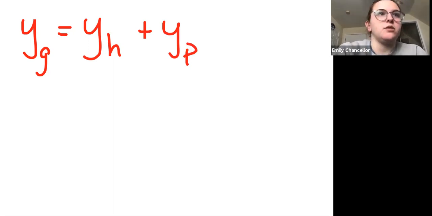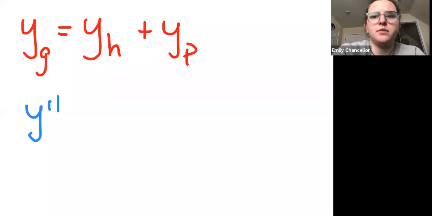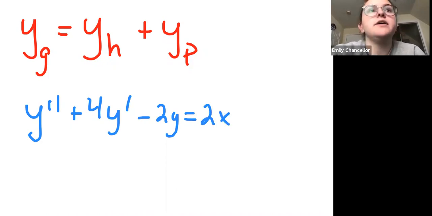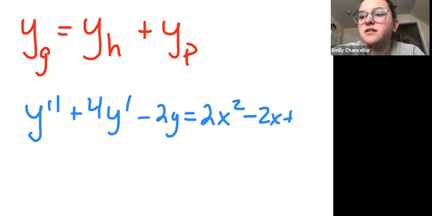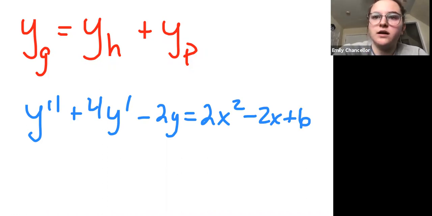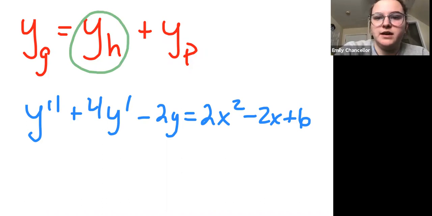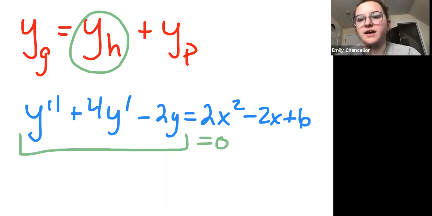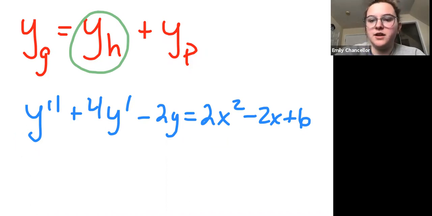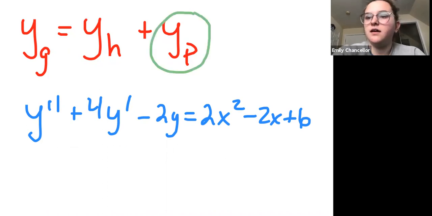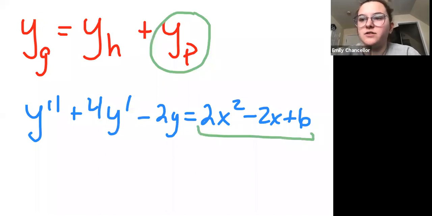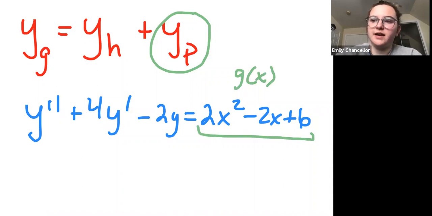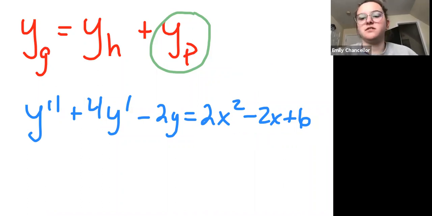Say, for example, we had this problem: y double prime plus 4y prime minus 2y equals 2x squared minus 2x plus 6, right? So our homogeneous solution is going to be as if we took our left side and set it equal to 0, and we solve it as if that were the case. And our particular solution, yp, is going to be looking more at the right side of our equation, taking what's known as g of x and turning that into a particular solution for this problem.